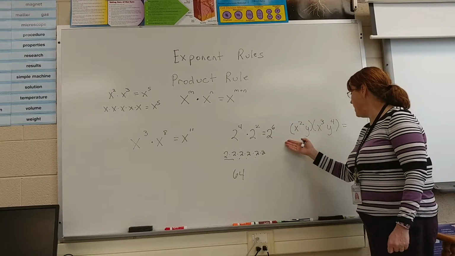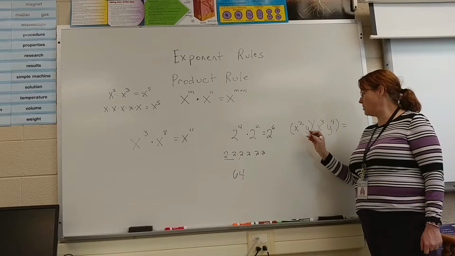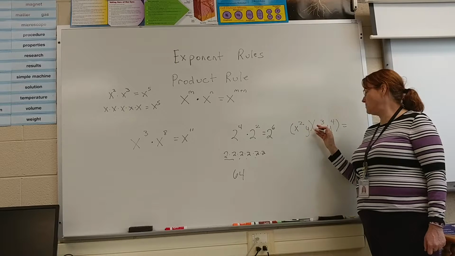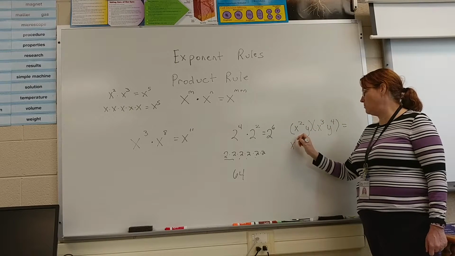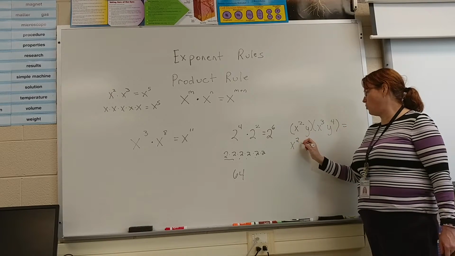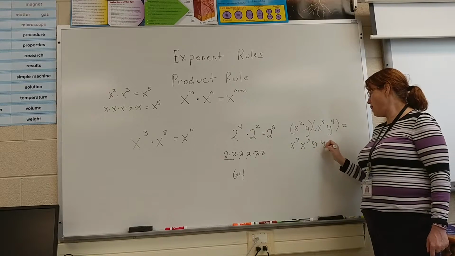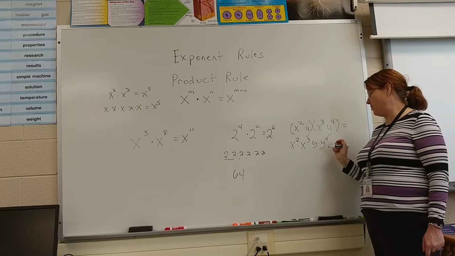And then it doesn't matter how many things. This looks complicated, but it is not as complicated as it looks. So you have x squared times y times x cubed times y to the 4th. We could get rid of all of those parentheses, and we can change our order up if we want to. Like that, because remember, in the commutative property, it does not matter.